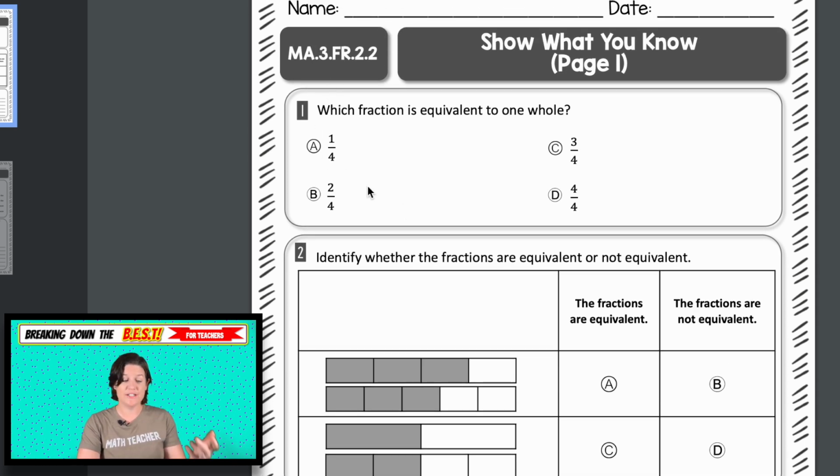So when you look at your data and you see that you have a student struggling with 3.FR.2.2, you have video lessons to back it up. You have extra practice, and then you can go ahead and have them reassess and see if they've got it.